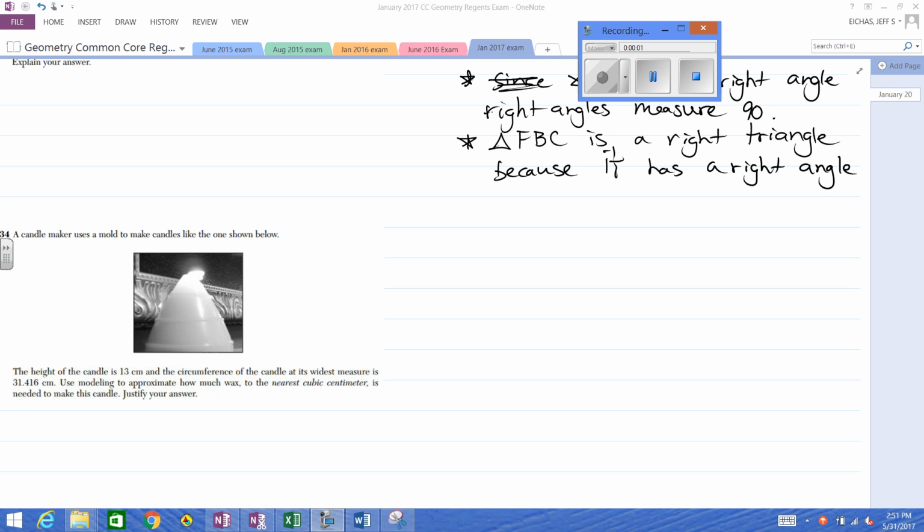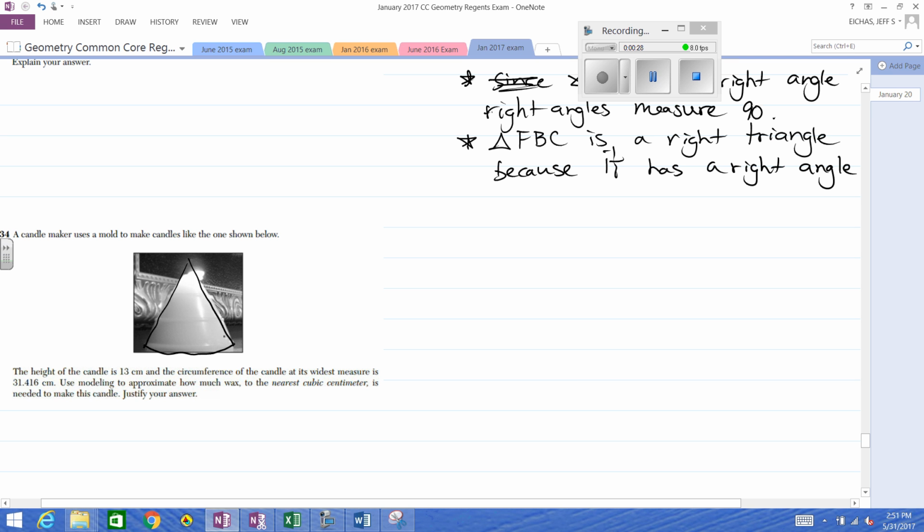So we're going to finish up the January 2017 exam, Common Core Geometry. What we have here is one of those volume questions. First thing we have to do: they're not going to come straight out and tell you all the time what the shape is. The closest shape we have for this candle appears to be a cone, so we just have to make that decision as close as we can.